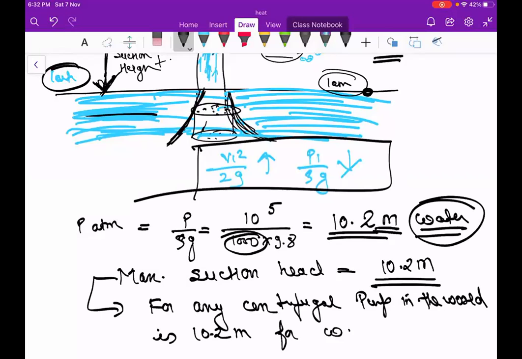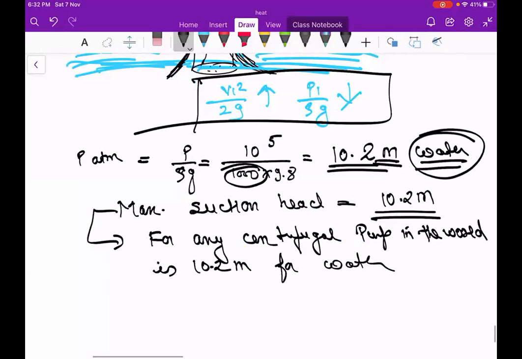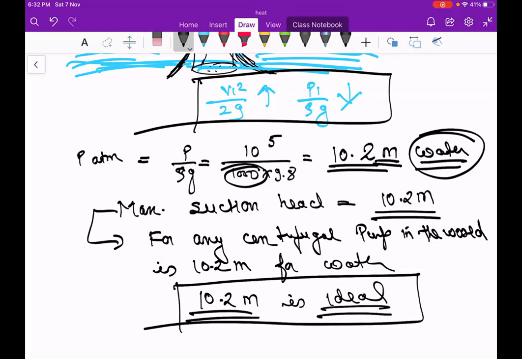for water. 90% of the time we are dealing with water. So if you go beyond that height of 10.2, your pump will fail. This is also an ideal condition. This 10.2 meter is ideal. Why? Because we have not considered any friction or any other thing.